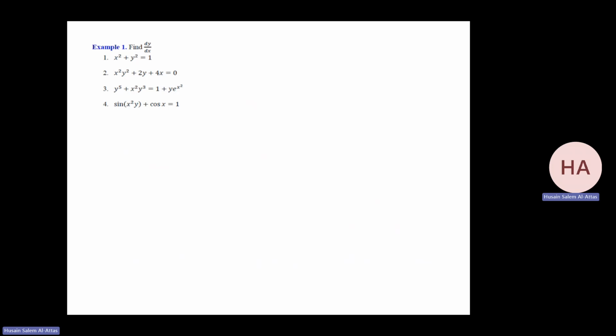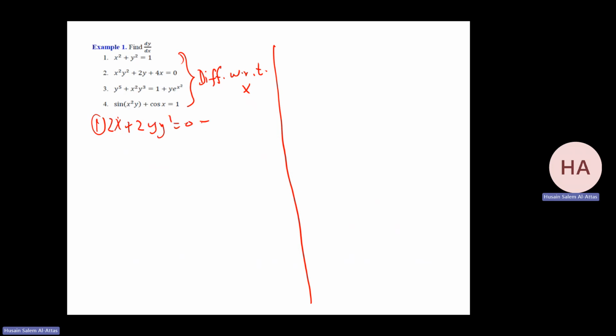More problems. Yeah, let me do number 1. Easy one. x squared plus y squared. In all of these problems, I will do this: differentiate with respect to x. Okay, so the first one. I have 2x plus 2y y prime equals 0. So y prime equals minus 2x over 2y, so minus x over y. That will be the solution of the first one.